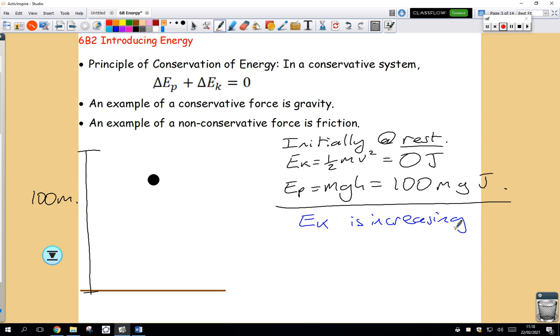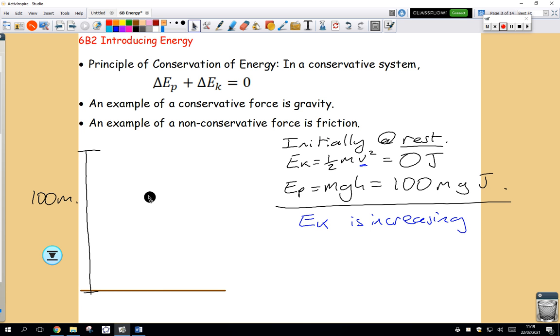Now really think about what that is. Its kinetic energy is dependent on speed. Its mass isn't changing, but its speed is. So its kinetic energy is increasing as it's moving down. It starts from rest, it accelerates towards the center of the earth until it hits the deck.